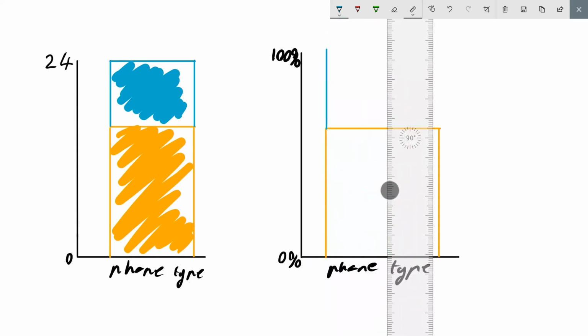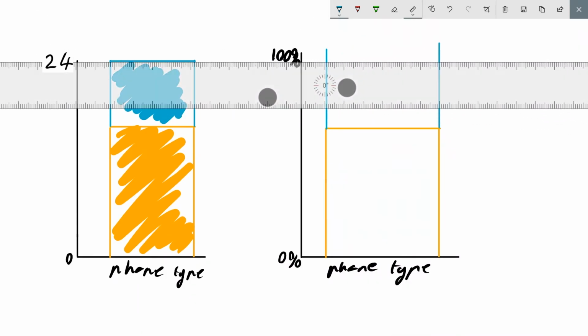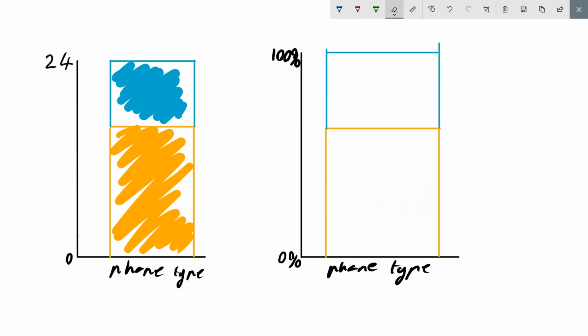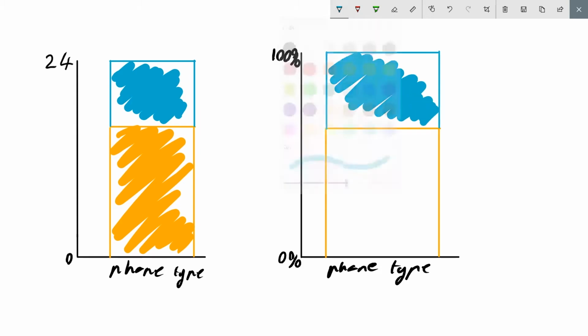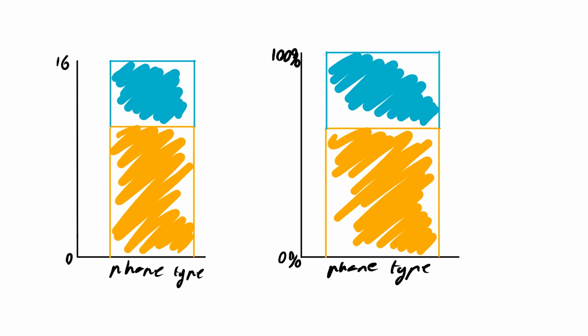Now, if we change this to a percentage scale, it will range from 0% to 100%. So now we're using percentages as the heights of the segments. So we can adjust our segments to reflect our data, as you can see to the right. Now that we've done all this, we can start talking about the distribution of the data.